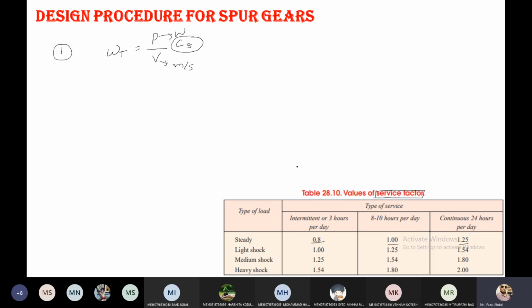If the question does not mention what type of load is applied or what type of service is taken from the gear, then you can blindly select steady load and 8 to 10 hours per day. The value we have to select is 1 if the question does not mention it. If the data is given in the question, use it. If not, we select from this table.